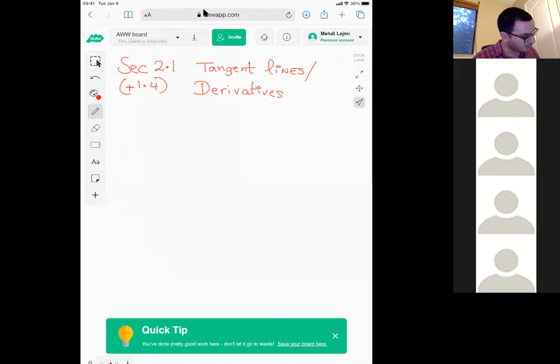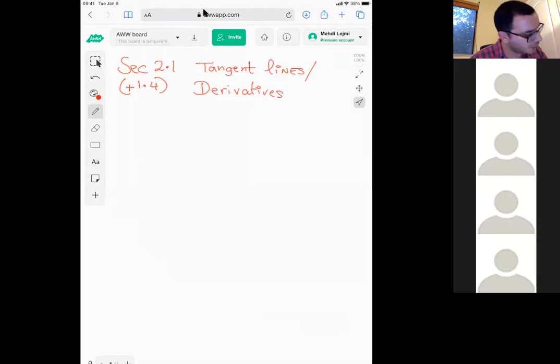Okay, thank you for the quick tip. As I said last week, I introduced this notion of tangent line. I tried to motivate the definition, but probably I gave just one example. So let me remind you the definition, and I'm going to do probably one more example, and then we can practice with more exercises.